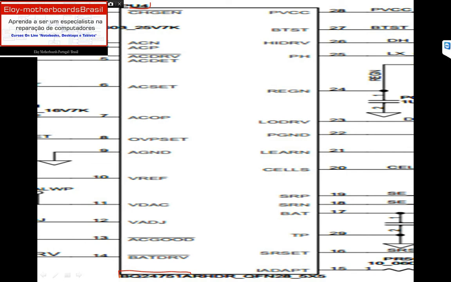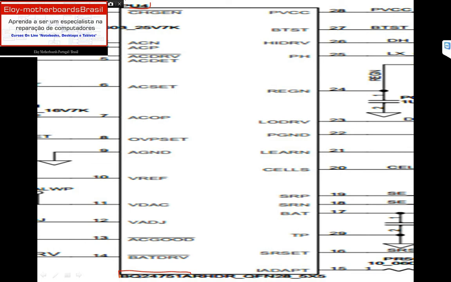Pin number 2 and pin number 3 are the current sensors of the DC jack. Every time you see AC right here, pin 2, 3 ACN and ACP, pin 4 AC drive, pin 5 AC detect, pin 6 AC settings, pin 7 AC operational, pin 13 AC good, all these AC pins are concerned with the DC jack adapter.